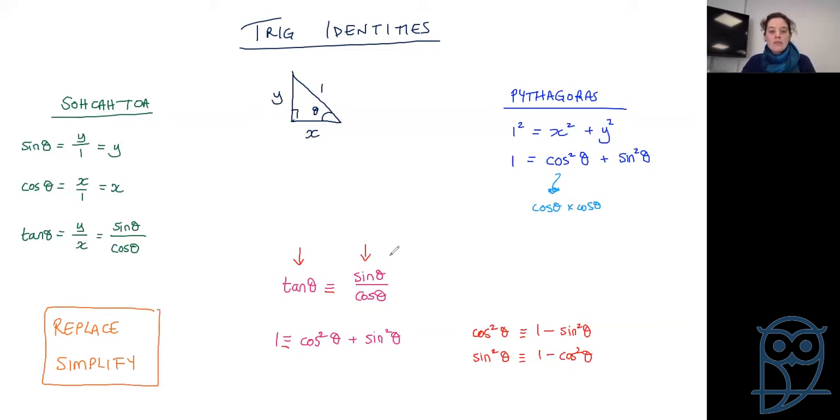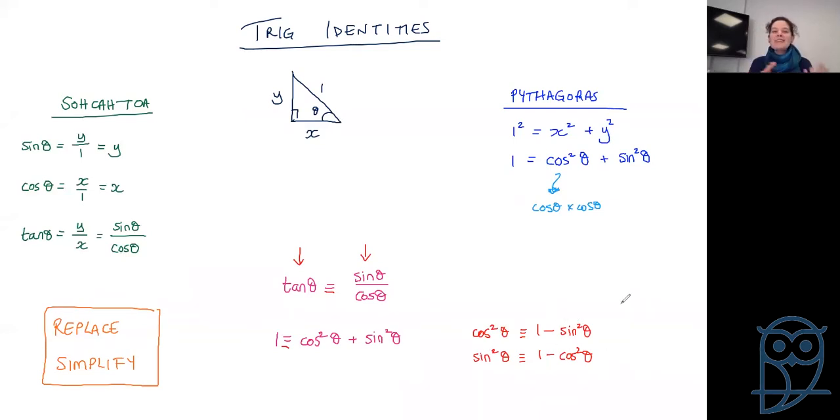Obviously, if you've got a sine theta over a cos theta, you could replace it with a tan theta. If you've got a 1, you could replace it with a cos squared plus sine squared. If you've got a cos squared plus sine squared, you could replace it with a 1. If you've got a cos squared, you could replace it with a 1 minus sine squared. If you've got a sine squared, you could replace it with a 1 minus cos squared.